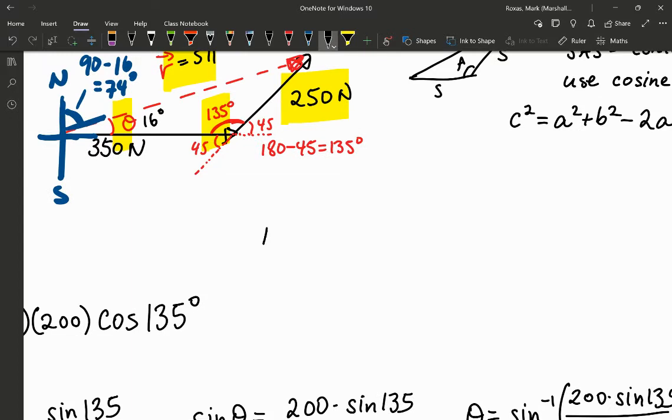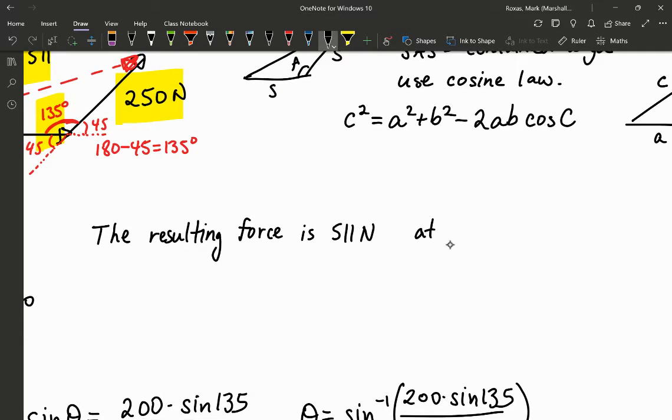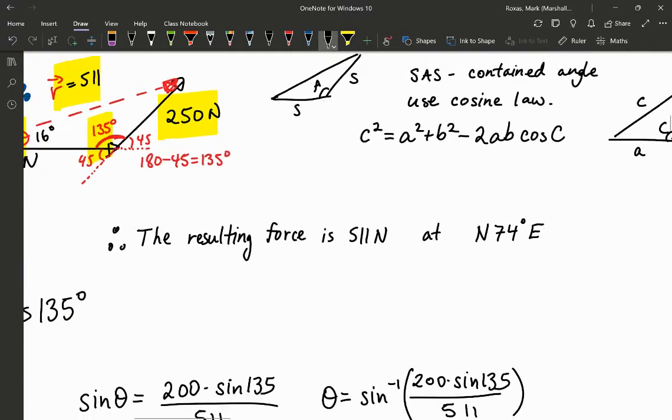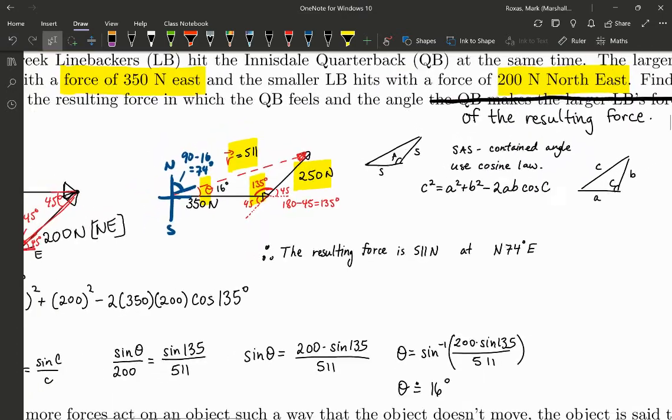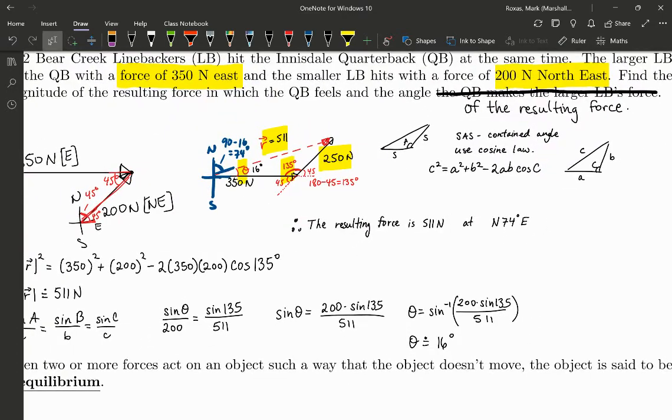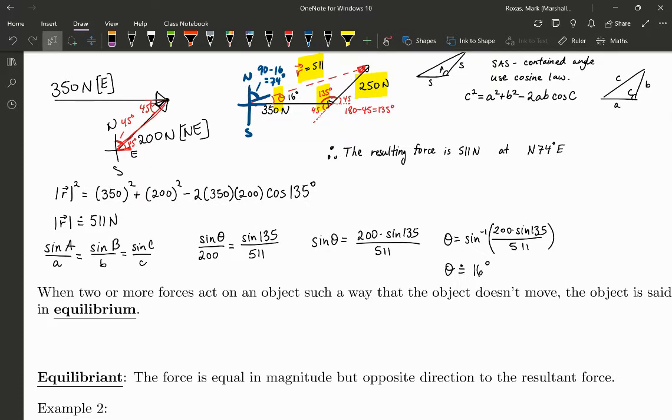So my concluding statement is going to be: the resulting force is 511 newtons at, remember, quadrant bearings always start with either north or south, so we're starting with north, sweeping 74 degrees toward the east. That's my concluding statement for this problem. We've just successfully added two vectors that were not 90 degrees to each other, so we had to use our cosine law and our sine law.